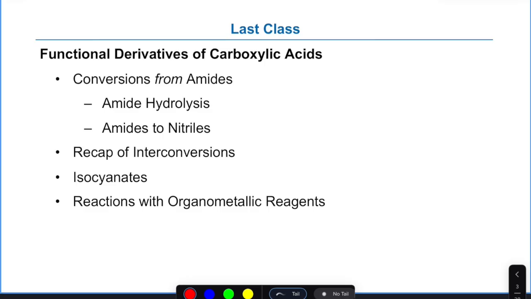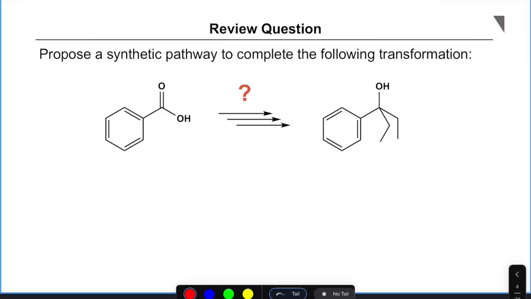So last class, we talked about our derivatives of carboxylic acids. This is now where we're taking amides and reformatting them back to our carboxylic acid. We talked about isocyanates. These are kind of the weird cousin with a carbon in the middle that is an sp carbon, these linear structures. And we just started to introduce organometallic reactions. These are additions of strong nucleophiles like Grignards and alkyllithiums into molecules like esters. So how would you do this? What's your synthetic transformation to take that starting material to that product?